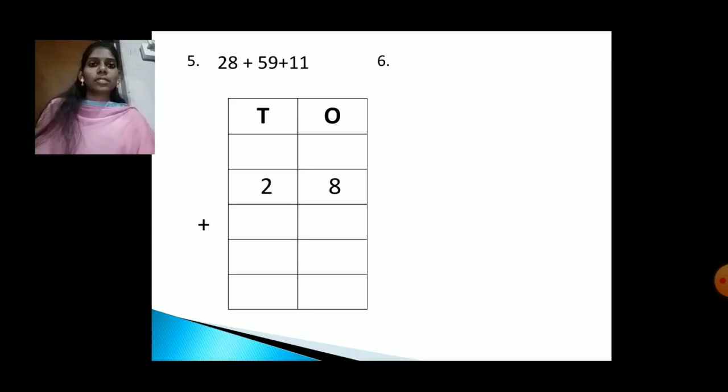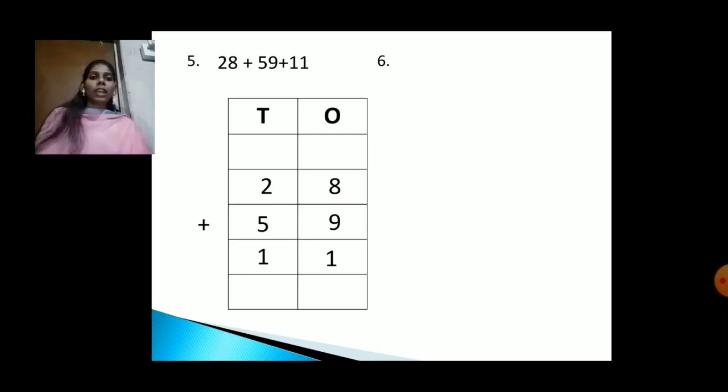Correct? That is plus. Then for 59, 9 we will place under the ones place and 5 we will place under the tens place. And next is 11. For 11, 1 we will place under the ones place and 1 under the tens place. Correct? Now you will read the numbers 28, 59, 11. Means all numbers are placed at the perfect place. Okay, now we will add these numbers.